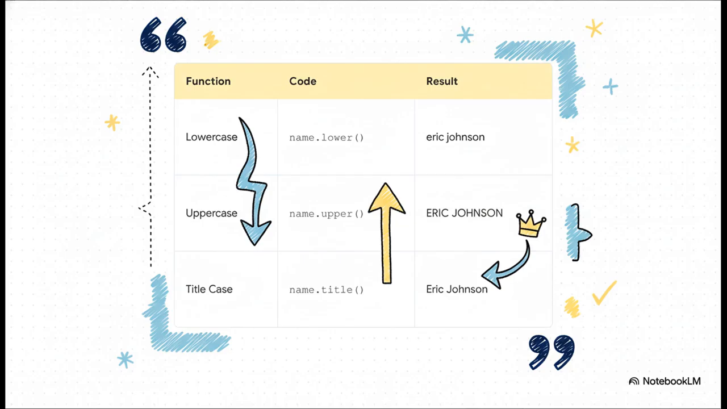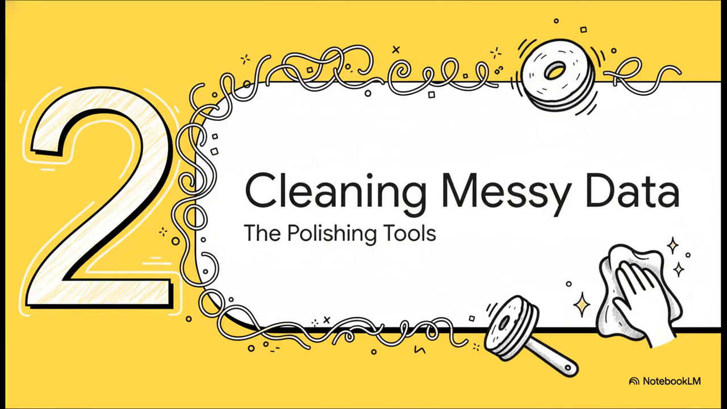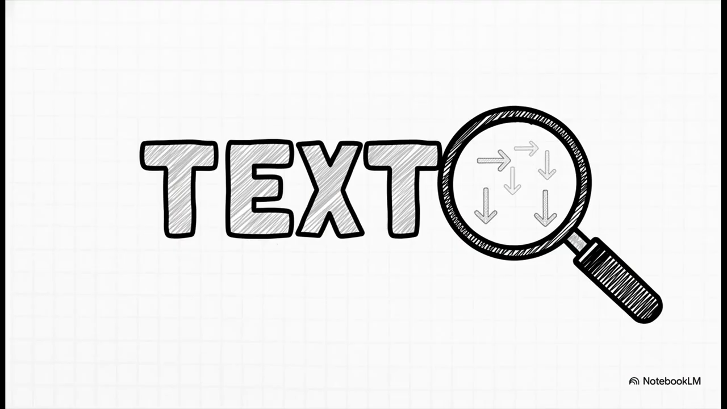So satisfying. Okay, fixing capitalization is one thing, but sometimes the mess is way harder to spot. There's another really common problem with text data, invisible characters that can cause all sorts of headaches. Let's look at our polishing tools. This problem is often caused by these invisible characters we call white space. This includes normal spaces, sure, but also things like tabs and new lines that can sneak in when text gets copied and pasted. You can't even see them, but they can totally confuse your program.